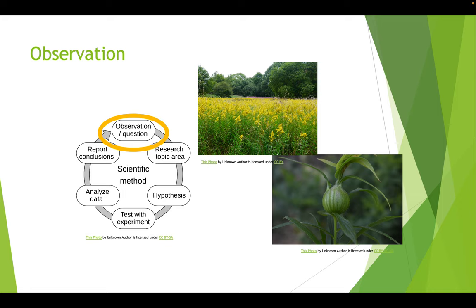So if you've ever taken a walk through a field or a meadow where there's goldenrod, you may have noticed that some, but not all, of the plants in the field have these galls on them, like these round spherical balls near the top of the plant. What are those? So you start with an observation and a question. What is this?